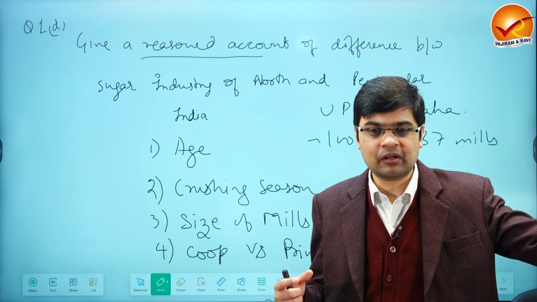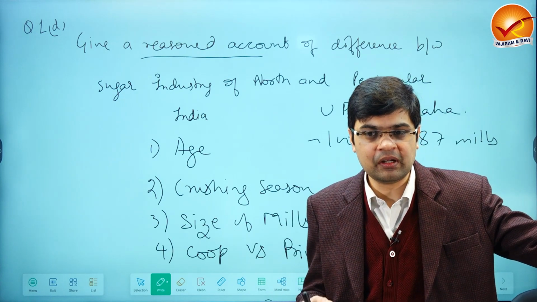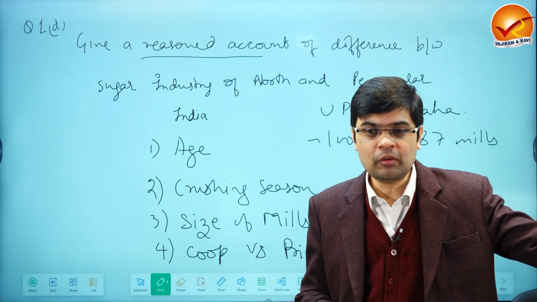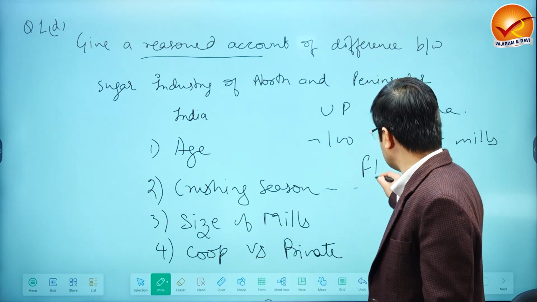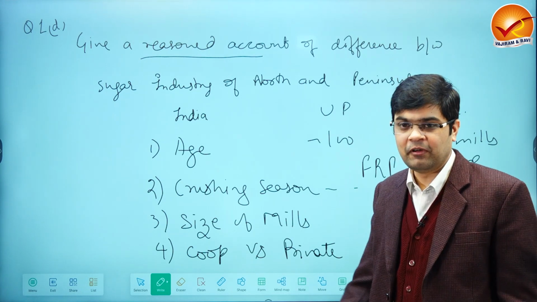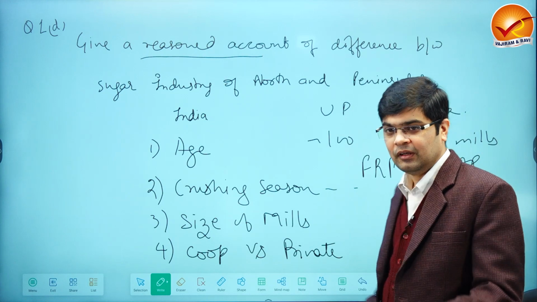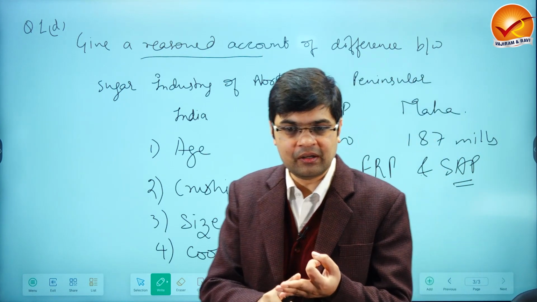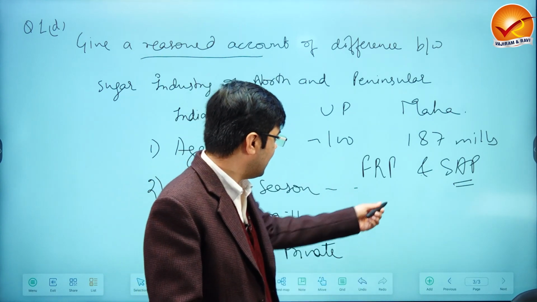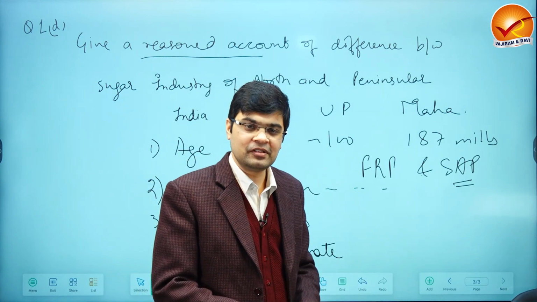Because the sugar cane that you get has a better recovery rate. The pricing mechanisms: do you remember we discussed FRP and SAP? Where do we have SAP? UP, Bihar, Uttarakhand, Punjab, Haryana. The rest of the area is governed by FRP, fair and remunerative prices.